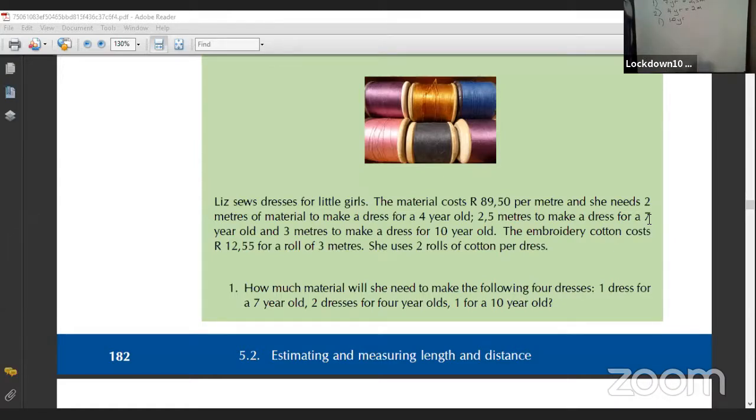Then for a 10-year-old, we are told that for her to make 1 dress for a 10-year-old, she will need 3 meters. What do we do next? We need to figure out the total amount of material that you will need. We have 1 times 2.5, so the total amount of material for that is 2.5 meters.